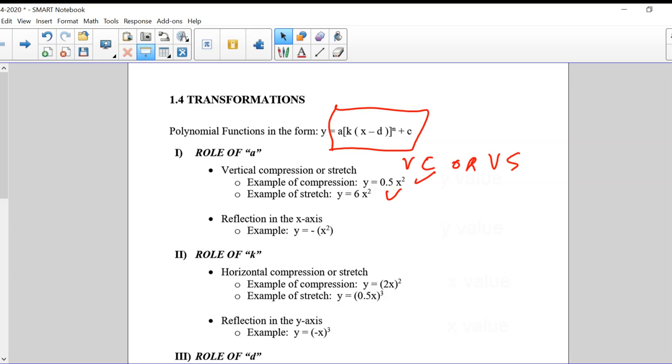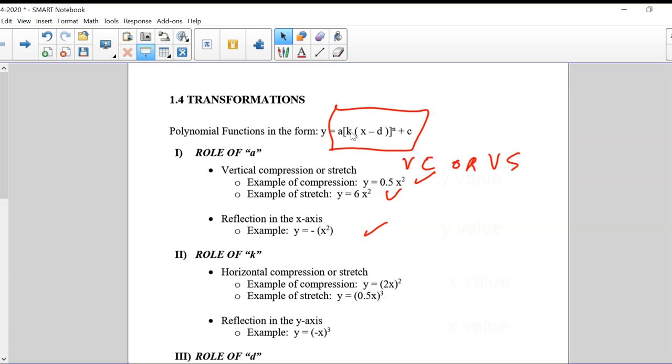The other thing that the a can do is give you a reflection on the x-axis. Okay, so if I had a negative a, so for instance, like what you see here, the negative is on the front, then that would be a reflection on the x-axis. We're going to talk about what each of them affects in a minute, whether it affects the y coordinate or the x coordinate. But yes, it's a reflection on the x-axis.